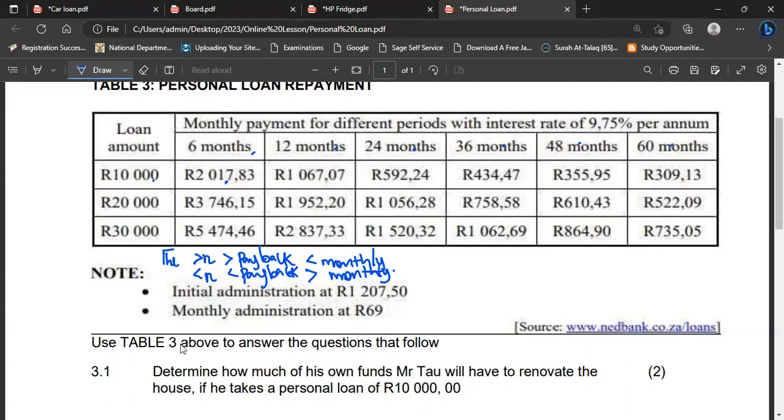That's why you see 10,000, if you're going for 6 months, it's short, but the monthly repayment is big compared to these other ones. But indeed, the person who has paid back the 10,000 in 6 months will pay less compared to someone who paid over a full year.